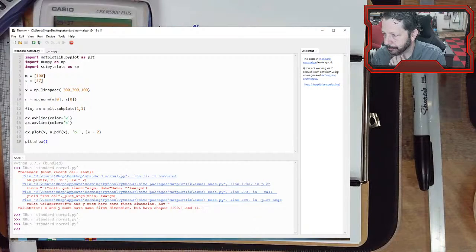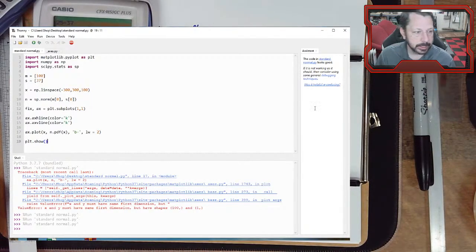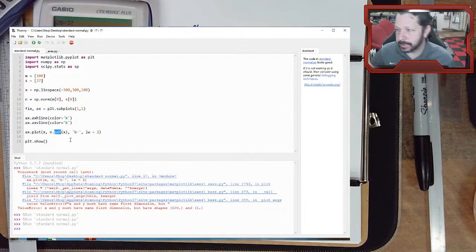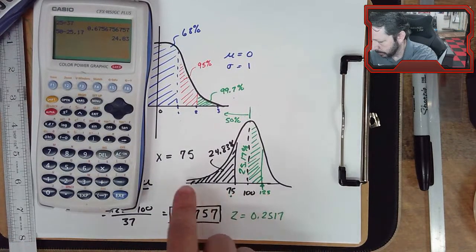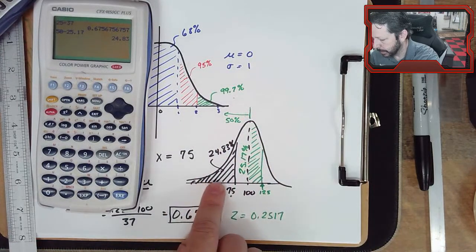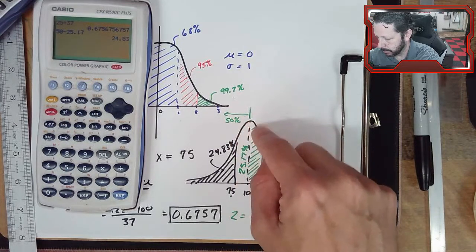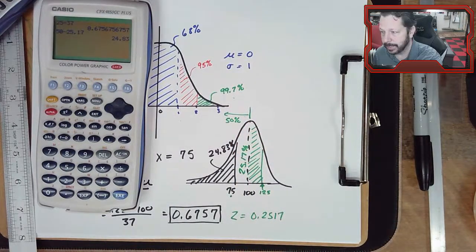All right, so we did it by hand. Let's code this in. Remember I said PDF is probability density function. There's a CDF, that's cumulative density function. The probability density function is basically the trace itself. If you give it an X value, the PDF will give you the Y value, so the height of that curve at any point.